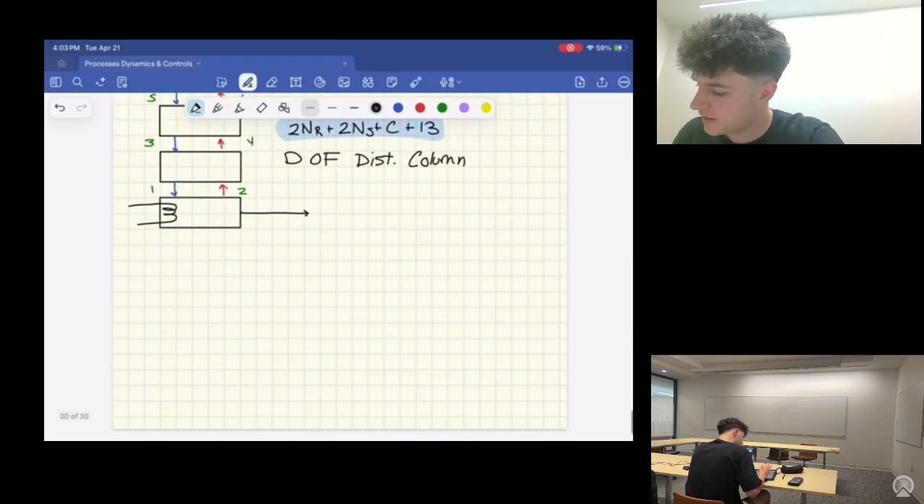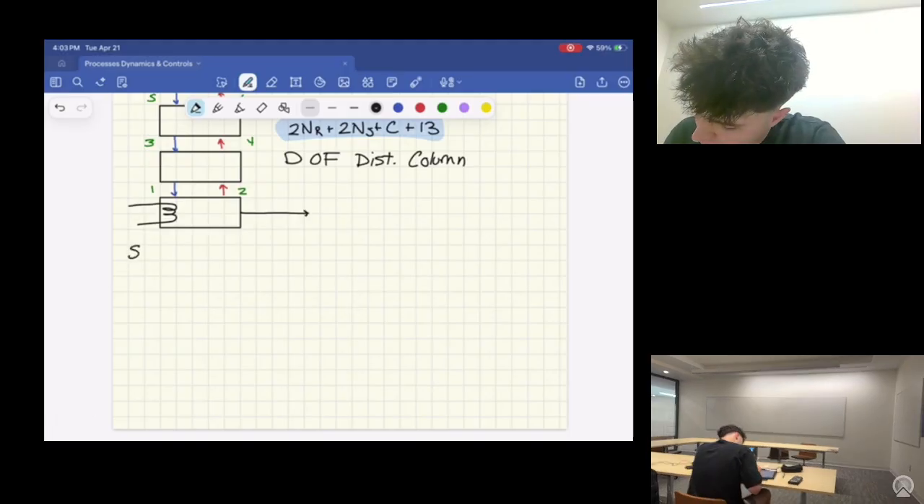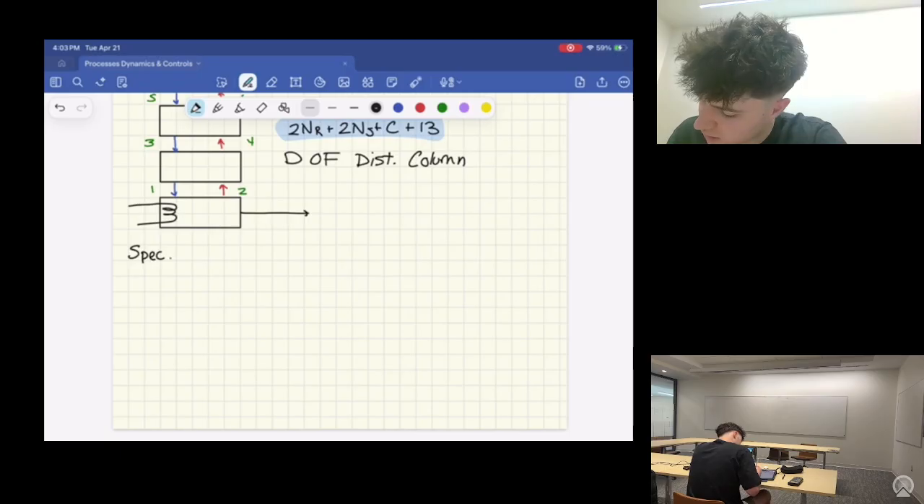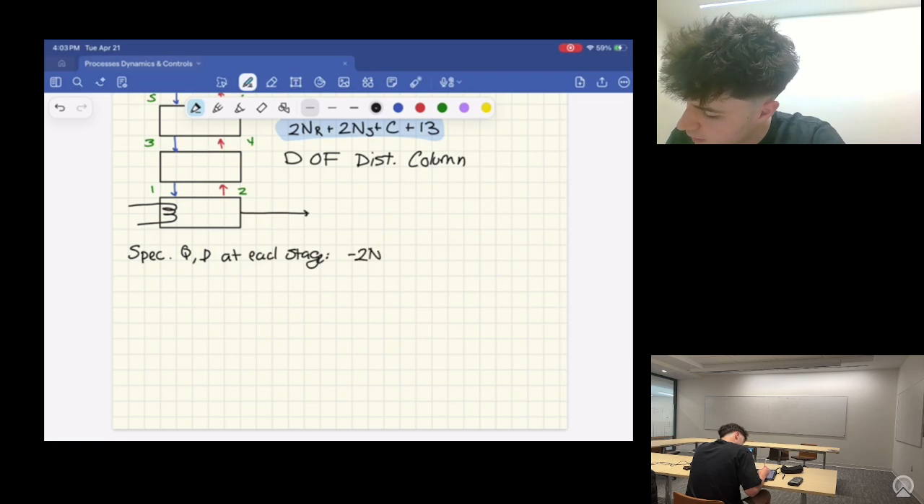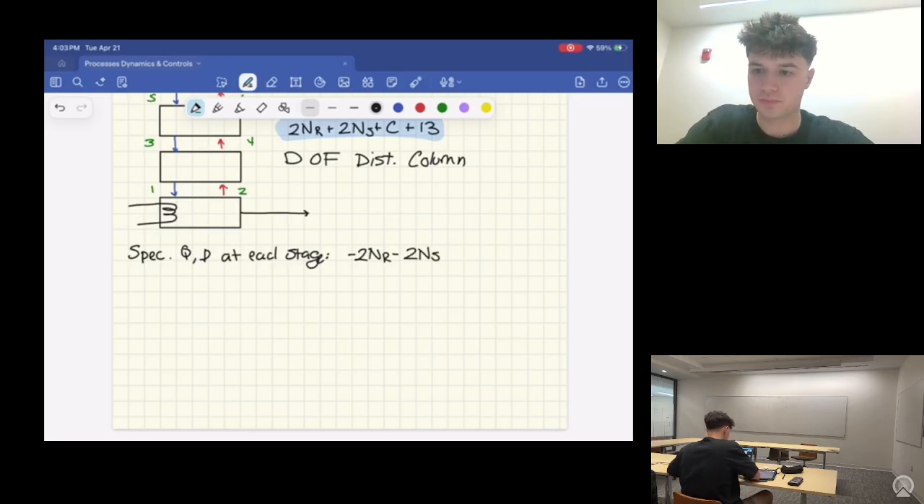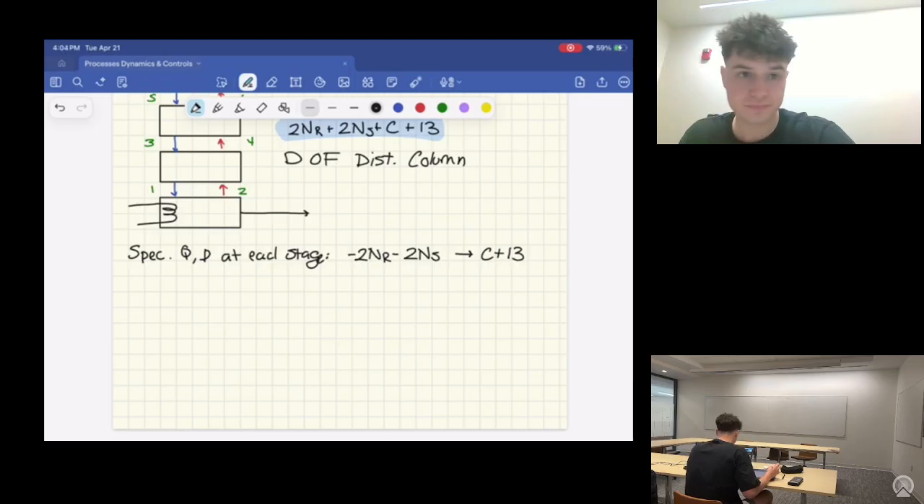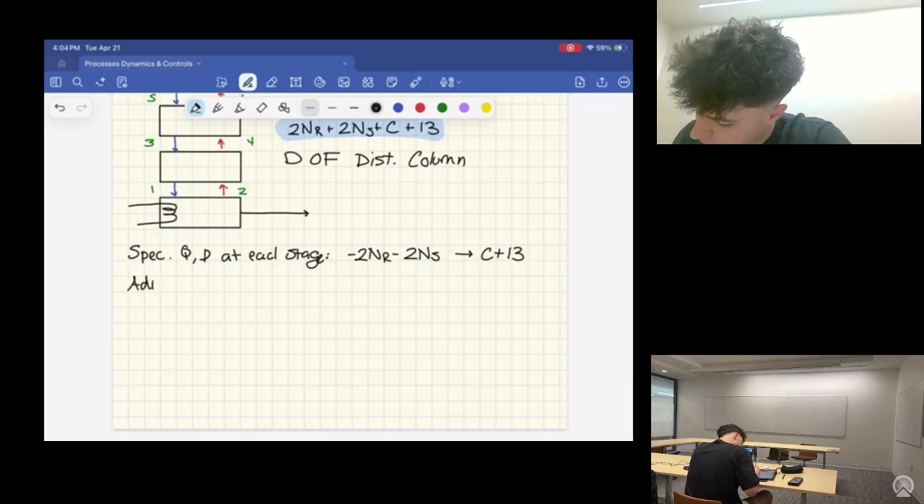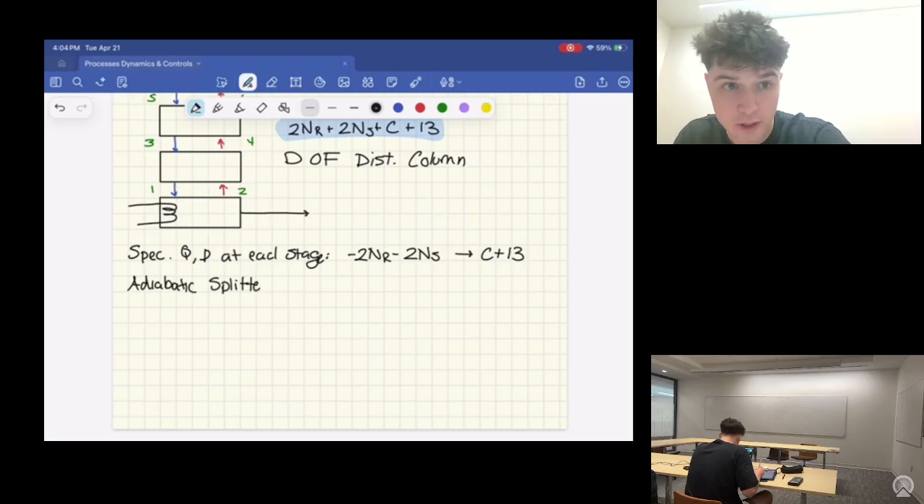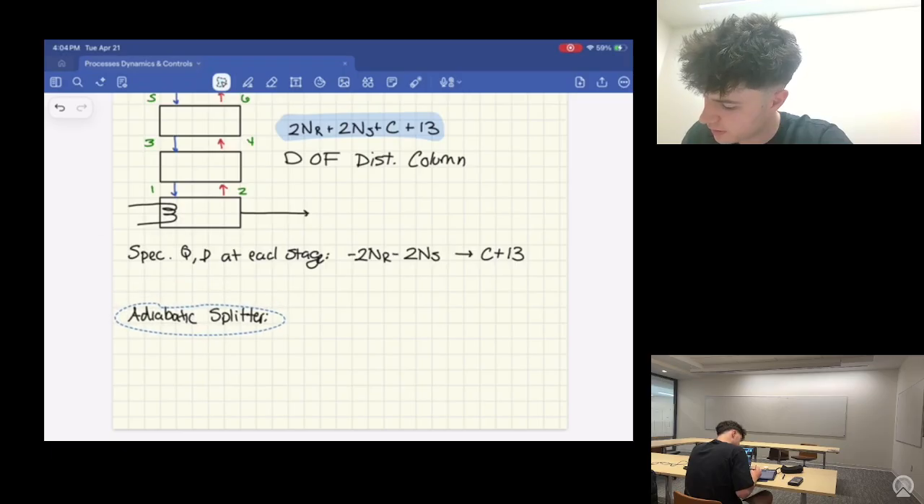So the final thing, we're going to break it down a little bit more. First we have the specifications of QP at each stage. And this is going to be minus 2NR minus 2NS, which results in C plus 13. And next we have the adiabatic splitter, which will become, oh, I'm sorry, I skipped a step. Just looking at my notes here.